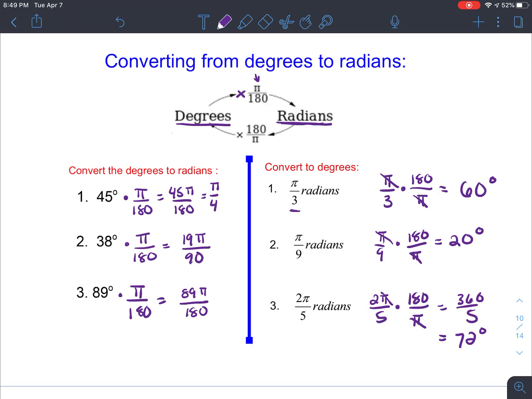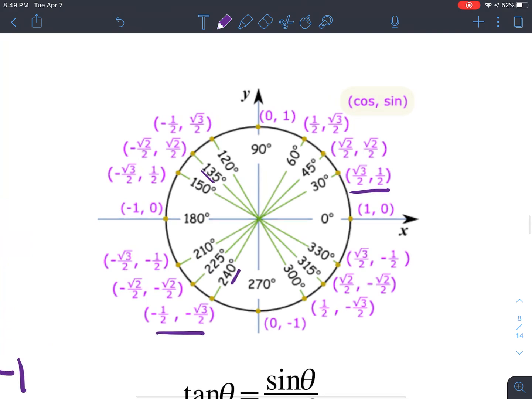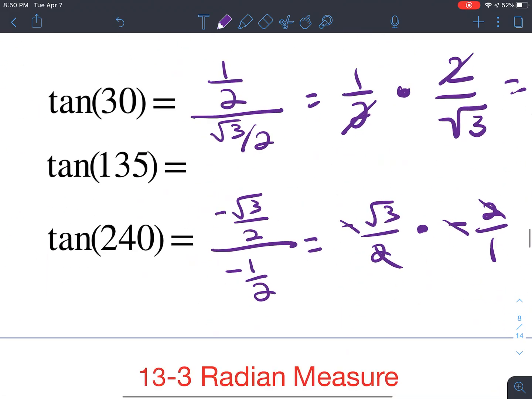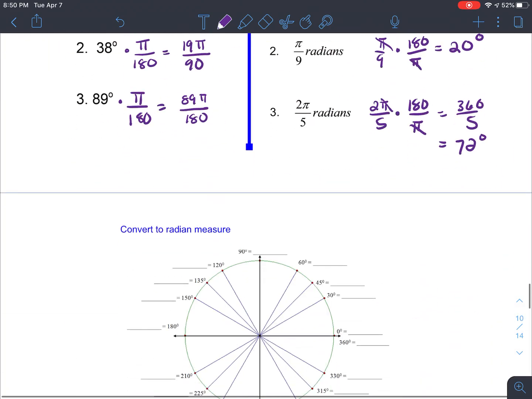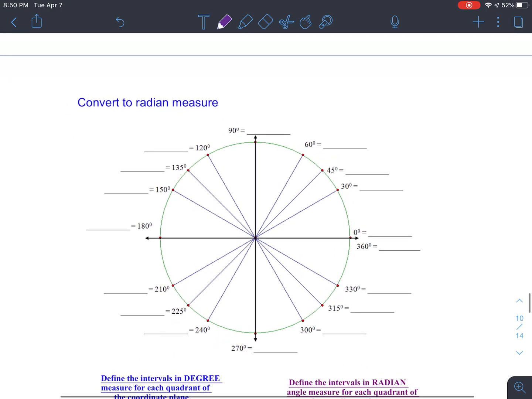Now, how does this connect to the unit circle? Why are these in the same lesson? Well, remember everything we did on the unit circle with degrees? It's going to work out to be the same exact thing if our angles are measured in radians. Okay, well, what do I mean?